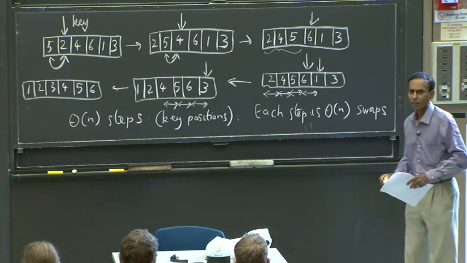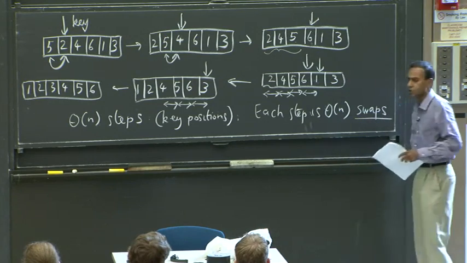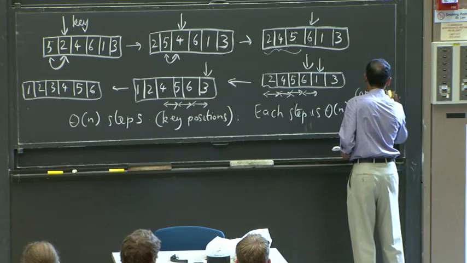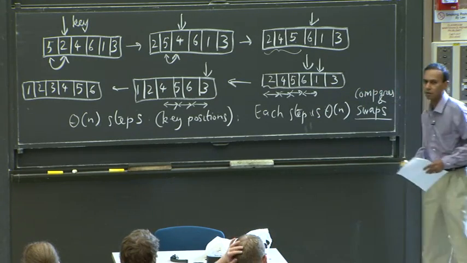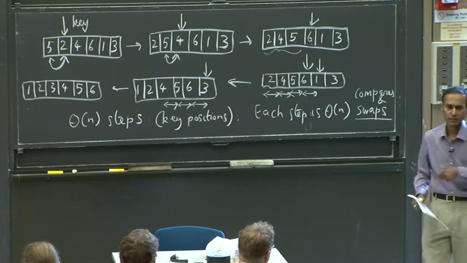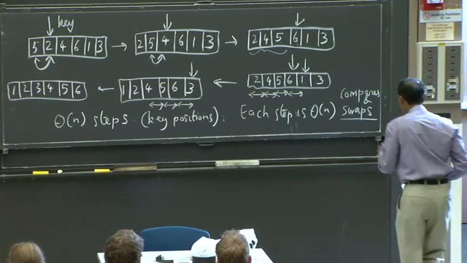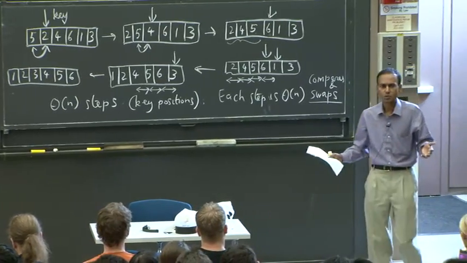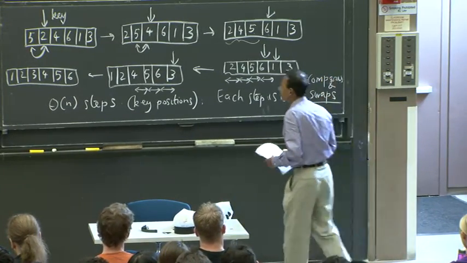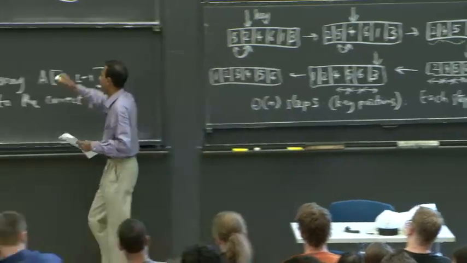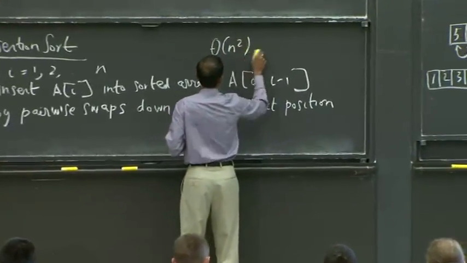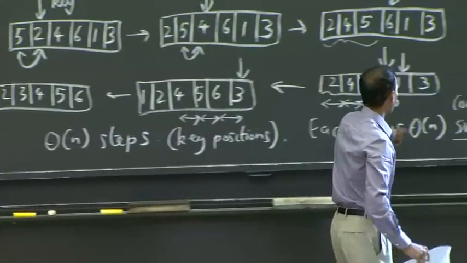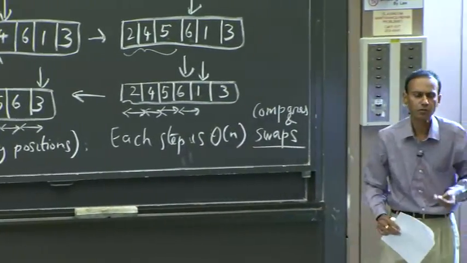Okay? And when I say swaps, I could also say each step is theta n compares and swaps. All right? And this is going to be important, because I'm going to ask you an interesting question in a minute. But let me summarize. What I have here is a theta n square algorithm. The reason this is a theta n square algorithm is because I have theta n steps, and each step is theta n. When I'm counting, what am I counting in terms of operations?